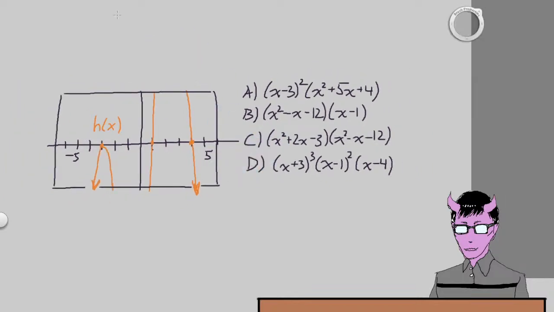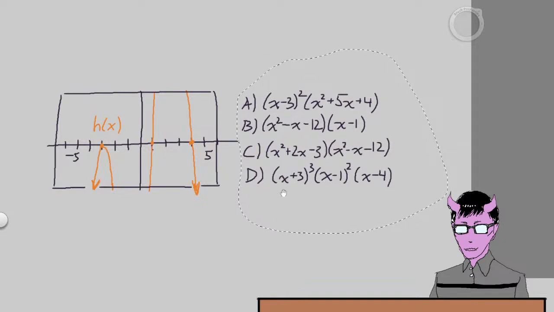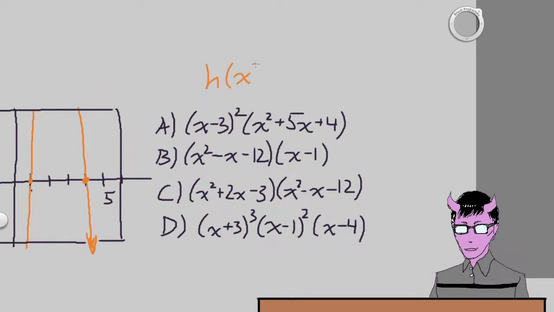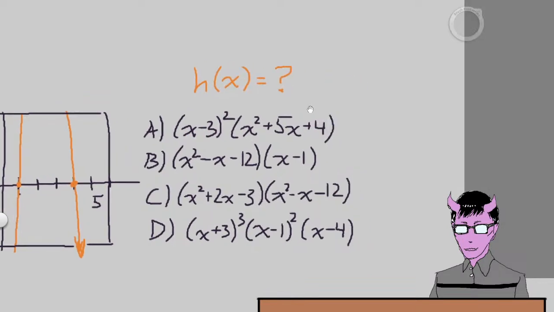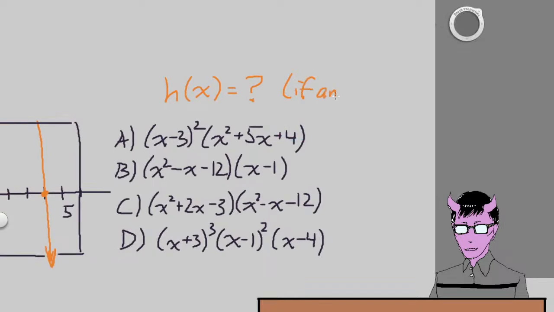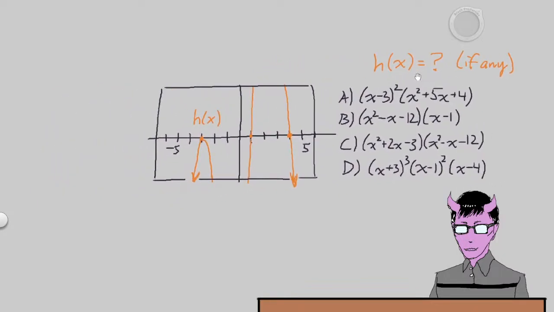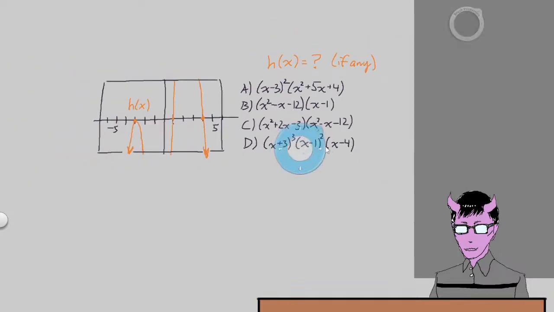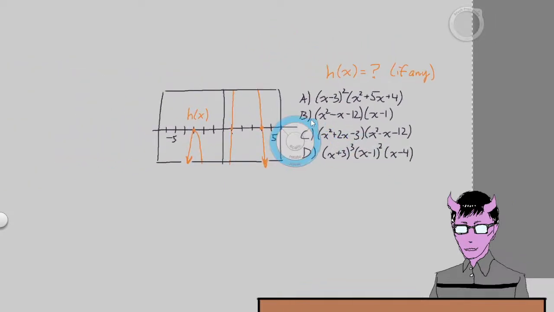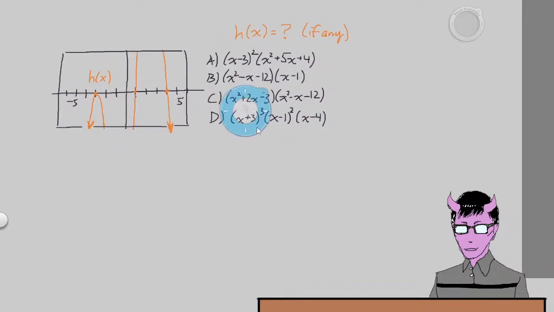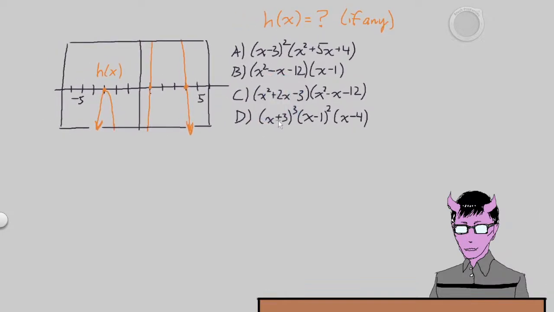And again, the question is, which of the following, if any or more, could be the equation for h of x? So I don't want to write that completely. So I'm just going to put h of x with a question mark. If any. We could also have multiple answers for the situation. But here we go. I don't know if everything's off to the right hand side. Let me move everything over real quick. Okay.